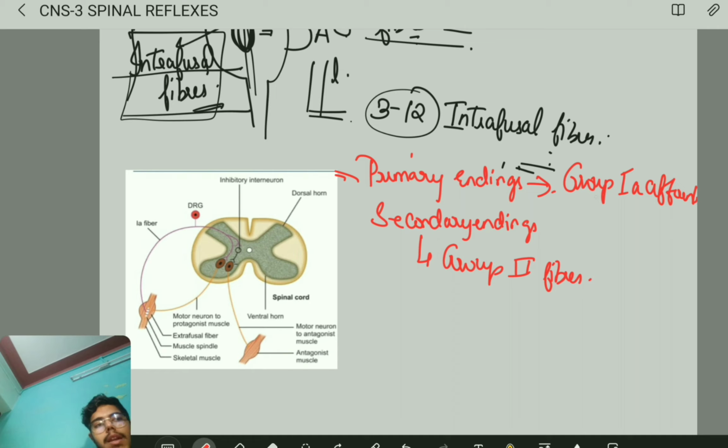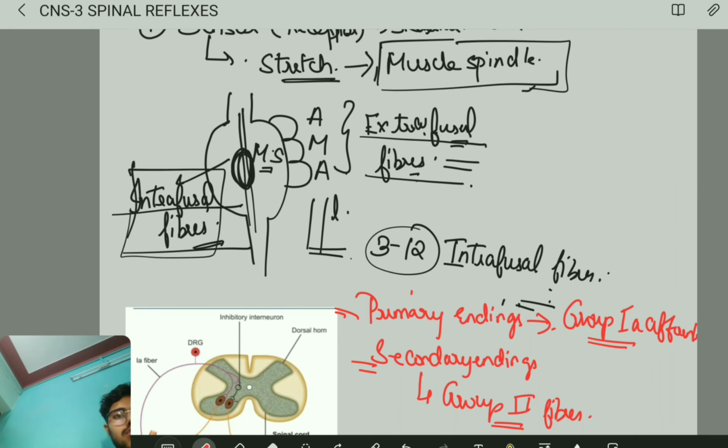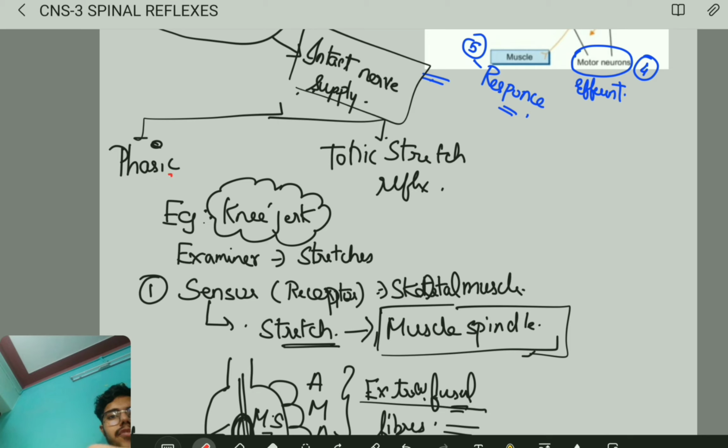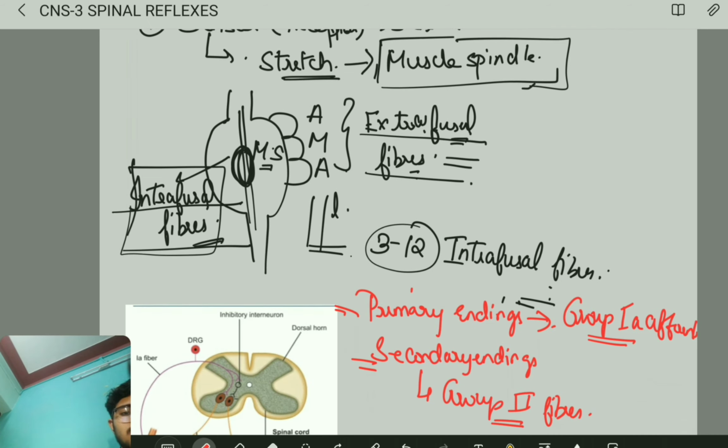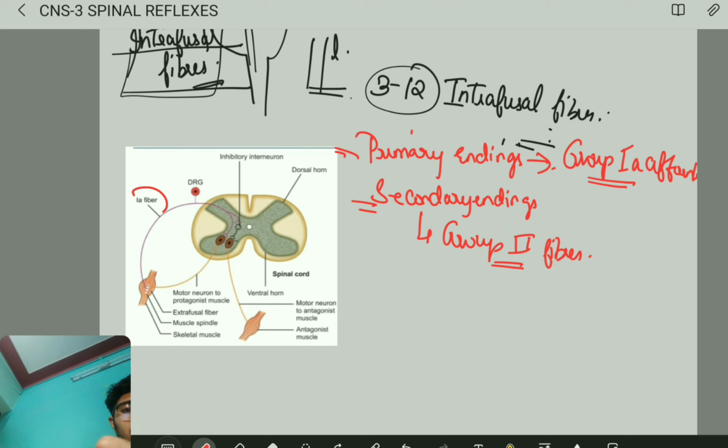Primary endings mainly contribute to group 1A afferents. Secondary endings mainly contribute to group 2 fibers. Why am I discussing this? In the stretch reflex we have 2 types: phasic and tonic stretch reflex. I will be discussing the pathway in combination with both, so no need to worry. But what really happens in phasic is that it mainly involves 1A fibers, which are the primary endings.